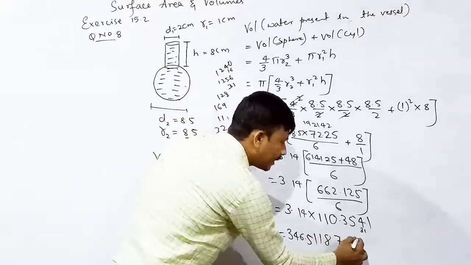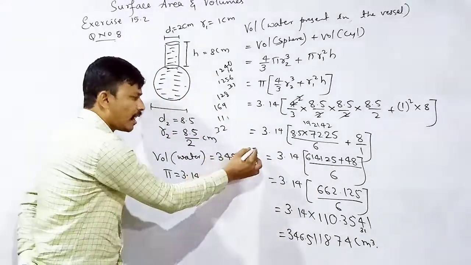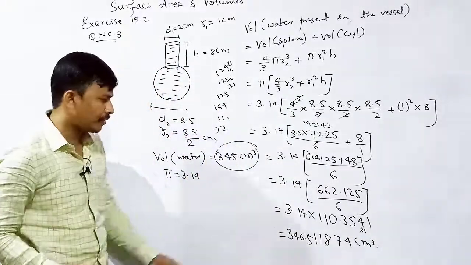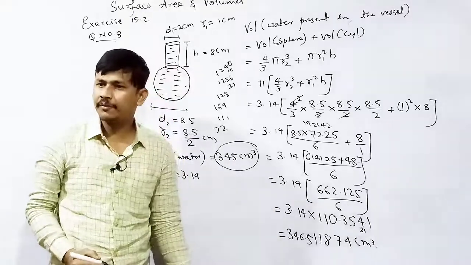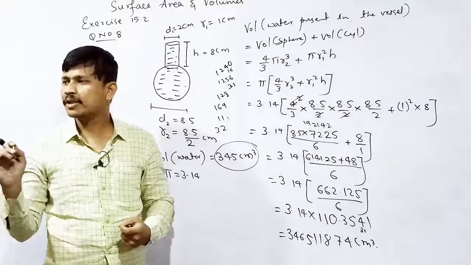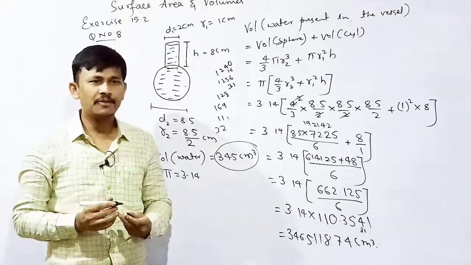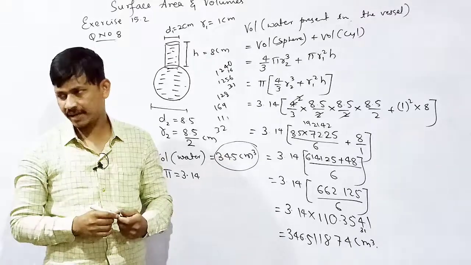346.511874 centimeter cube is the answer. But she had given the answer 345, but the actual answer is 346.5. So she gave an approximately right answer, but not the exact right answer. She made wrong calculations. Okay, write down.